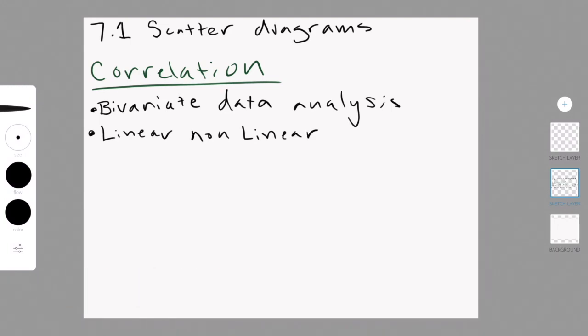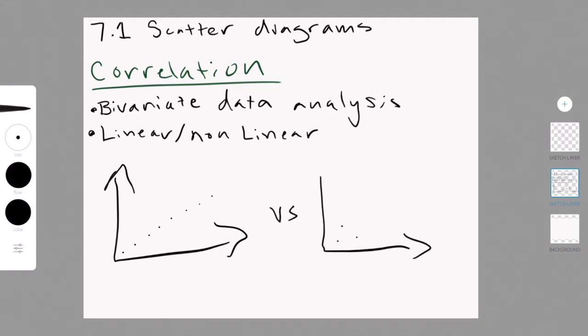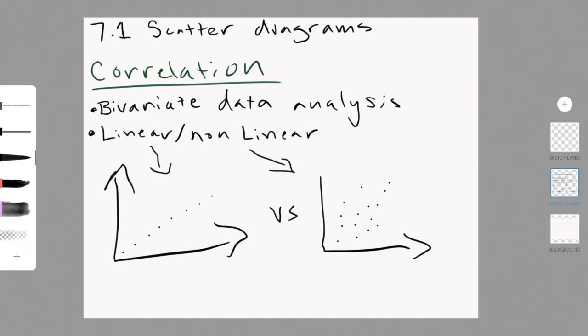So what you have to know about correlations is linear versus nonlinear. So when you're explaining how the scatter diagram looks, it can either look linear, as in like a line, or not. So this example I'm drawing right now is linear, meanwhile, the next one is not.